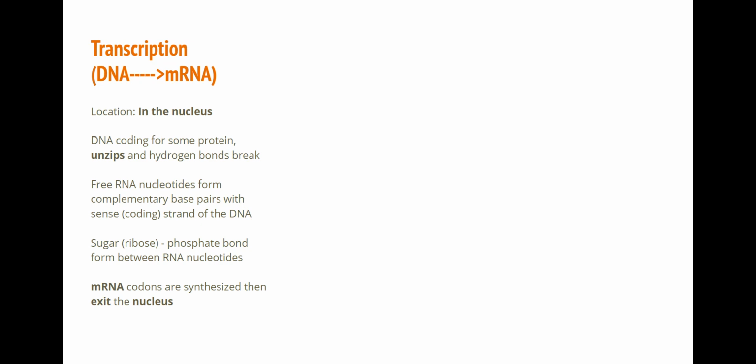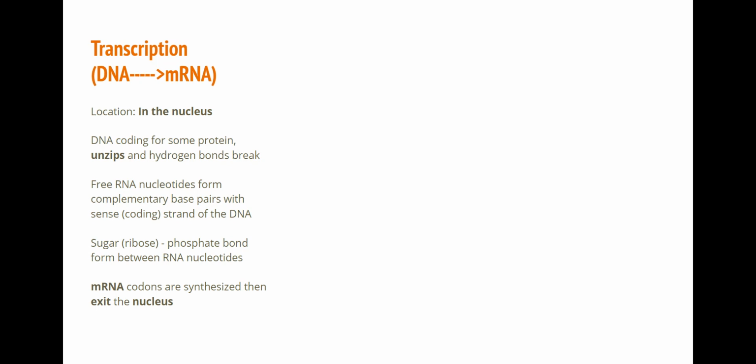That's step 1. It's only happening in the nucleus, and DNA is coding for some proteins. So we need to get to that DNA. So what happens is we unzip the hydrogen bonds and we break them, much like you would see in replication. Except instead of helicase doing this job, we use RNA polymerase to do the job. And what ends up happening is that polymerase adds free RNA nucleotides. Just like DNA polymerase adds DNA in replication, RNA polymerase adds RNA during transcription. So it adds them to the complementary base pairs of the DNA, the coding strand or the sense strand.